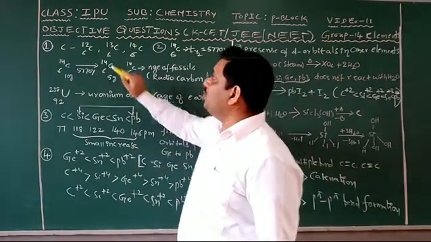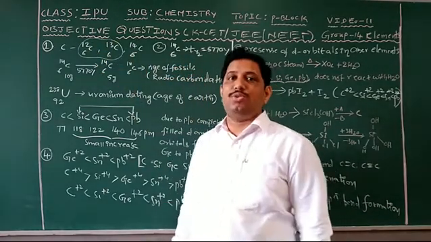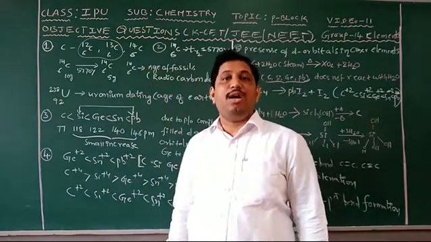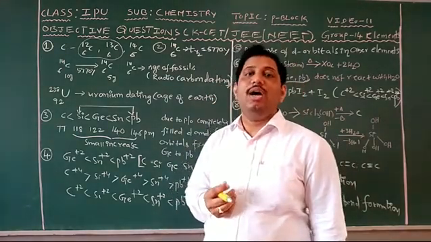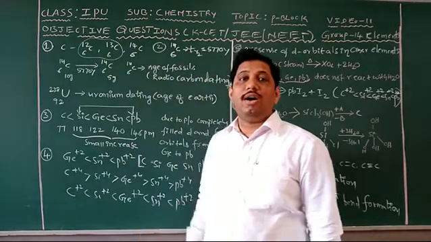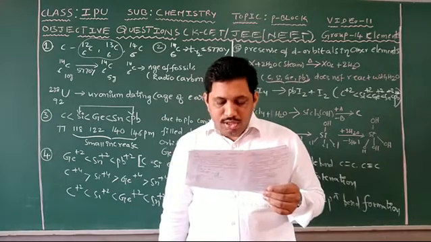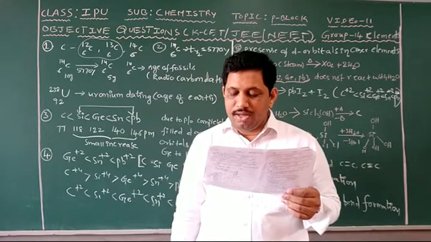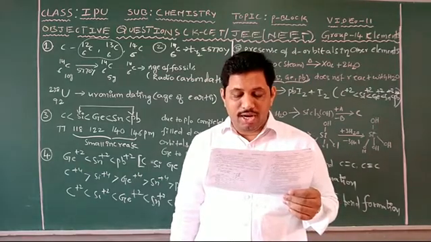Among these three isotopes, the first two are stable isotopes, whereas the third isotope is unstable because it is radioactive. Therefore, the correct answer is carbon-12 and carbon-13 are stable isotopes. Next question, students. Second question: which of the following isotopes of carbon with the half-life 5770 years is used for radiocarbon dating?